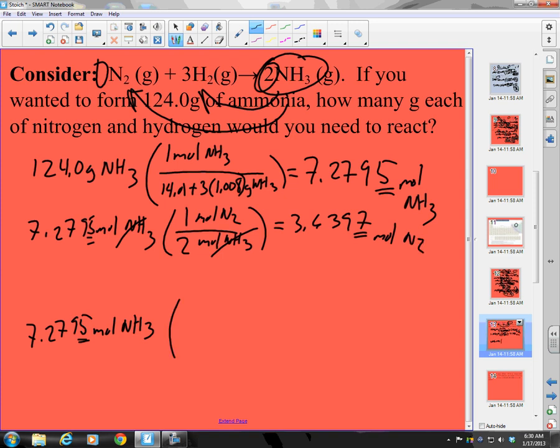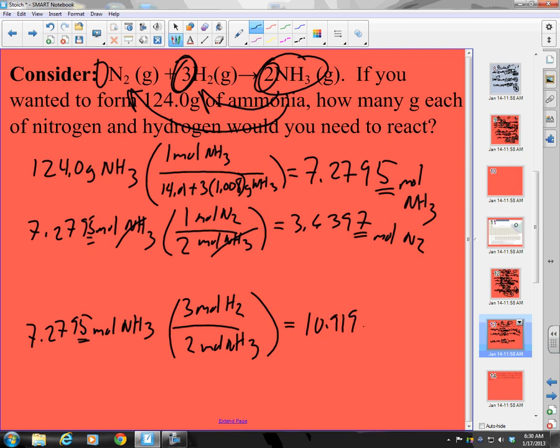Good. Same thing down here, except it's not going to be moles of N2, it's going to be moles of H2 over 2 moles of NH3. What's my coefficient in hydrogen? 3. There we go. So I'm going to take 7.2795 times 3 divided by 2, and I get, does that make sense? Yes.